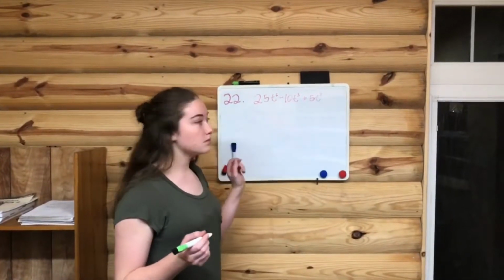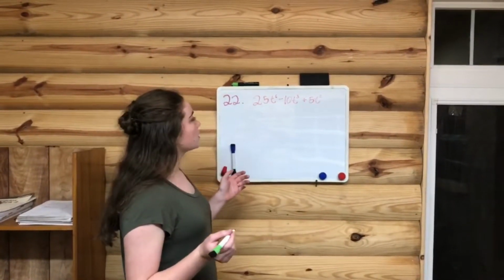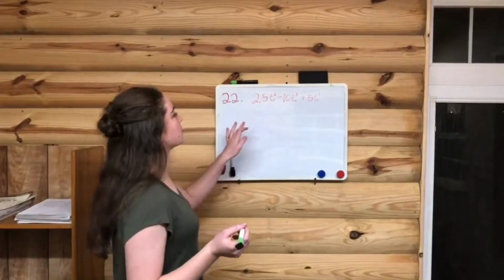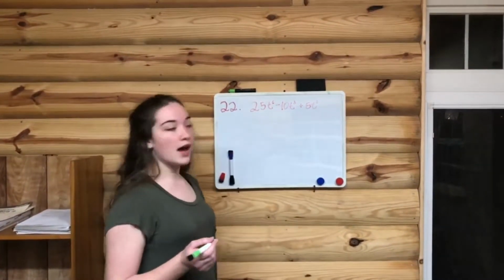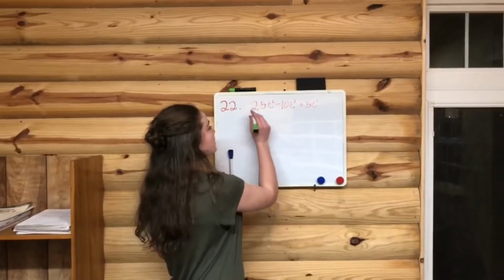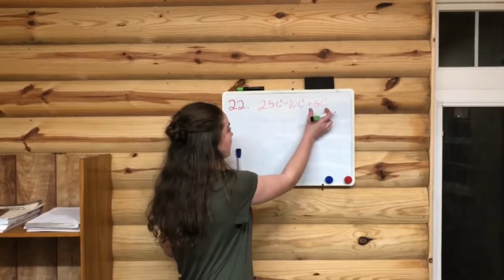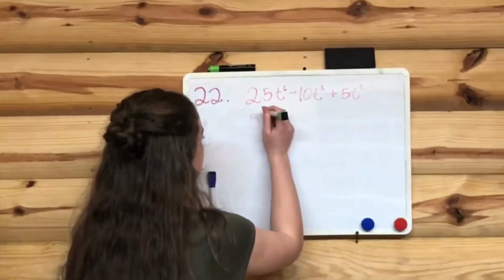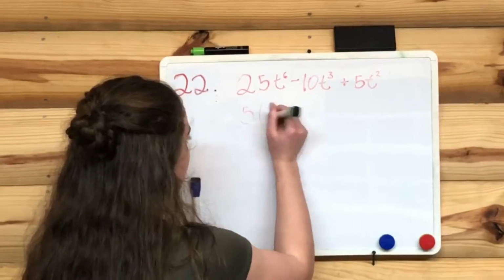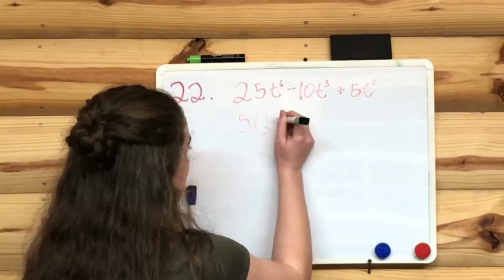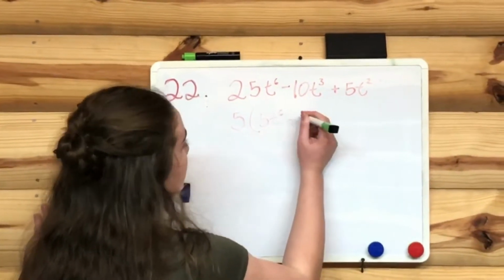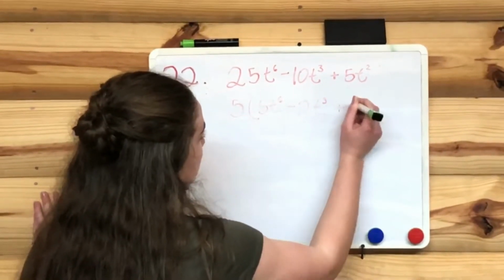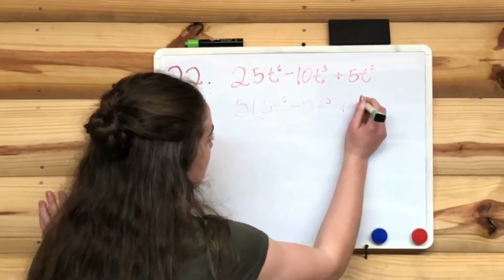So this is problem number 22. It's a factoring problem. So the first thing you want to do is see if there are any factors you can take out of the problem, just like a common factor. The first obvious one is 5. To factor out a 5, you're just going to divide each term by 5. So take out a positive 5, and you're left with t to the 6th minus 2t cubed plus t squared.